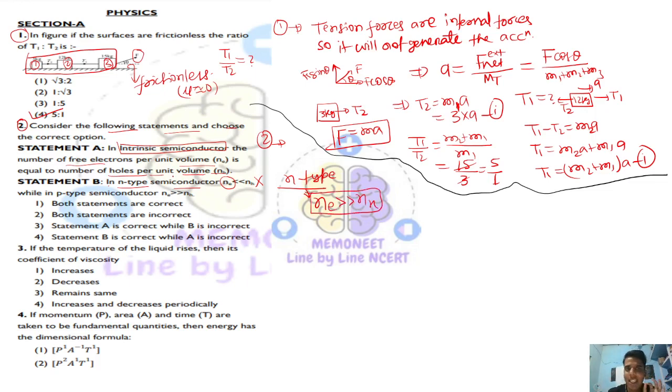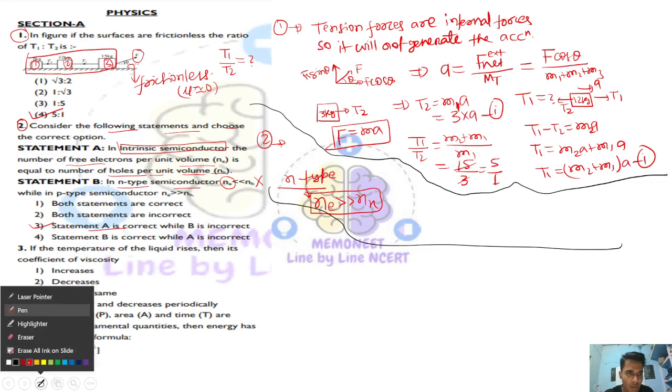So statement B is an incorrect statement. So option 3 will be correct, as statement A is correct while statement B is incorrect. Now moving to the next question. Separating it out so that you don't have a confusion.